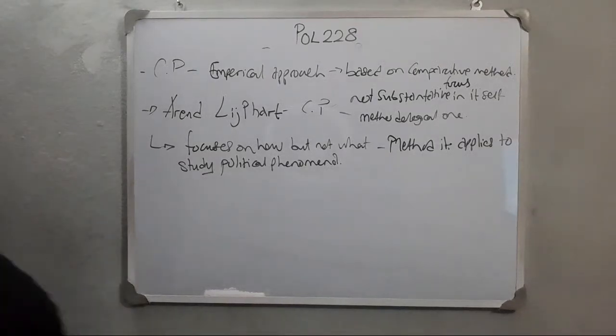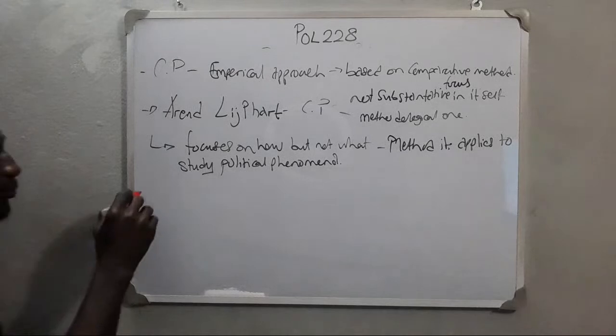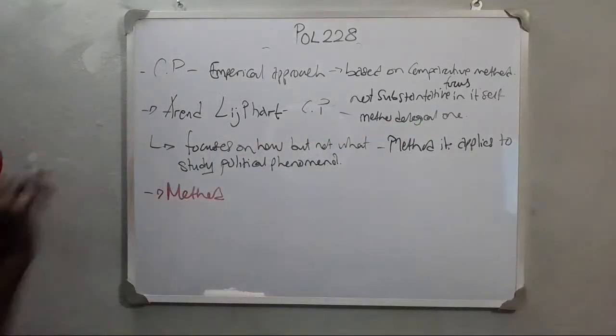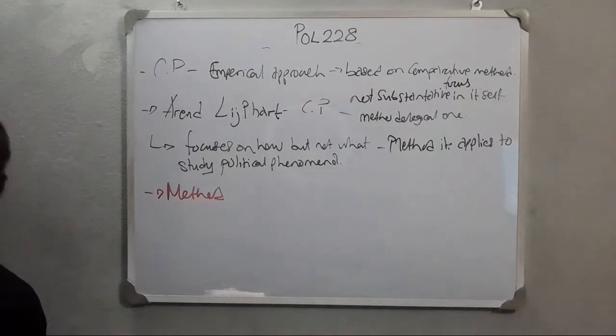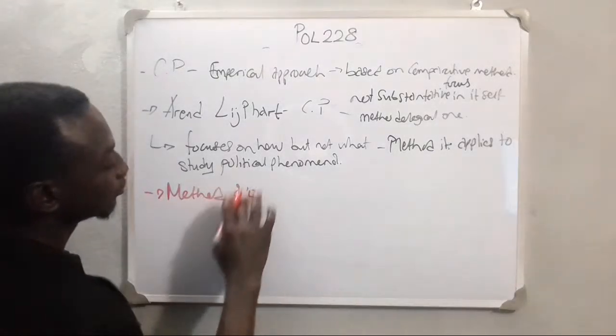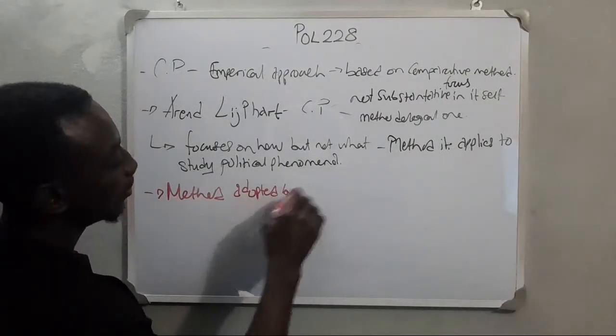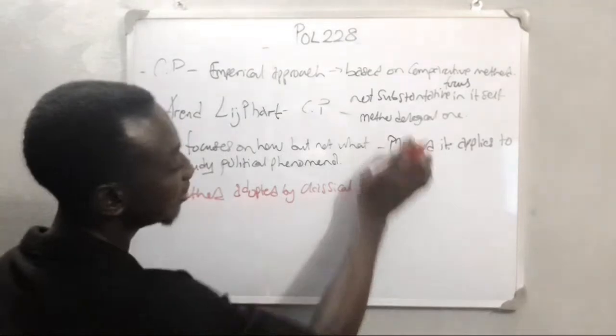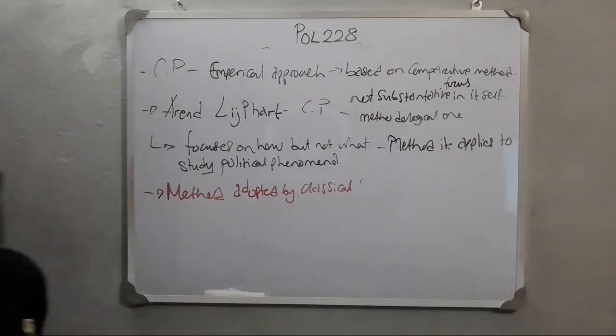Now, by comparative government, we mean the method adopted by classical scholars. You must have observed that method keeps coming in the explanation of comparative politics. By comparative government, or comparative politics, we are talking about the method adopted by classical scholars.